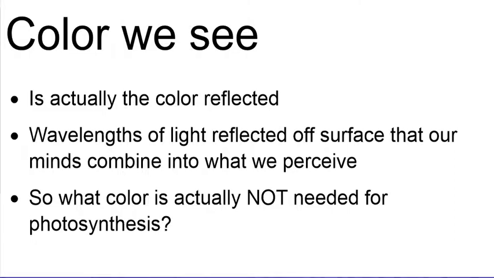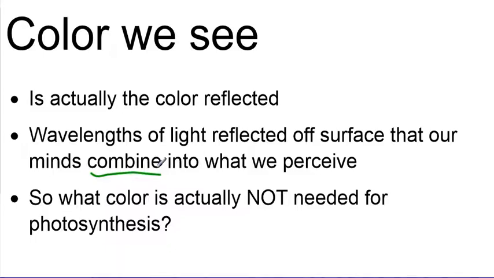So to give us an idea about color and what we see, the color that we see is actually the color that is reflected. That is what we perceive to be the color of the object. So the wavelengths of light that are reflected off the surface of our object combine into what we perceive. We might see a single color, but it could actually be a combination of multiple colors altogether that our brain assembles to see as a single color.